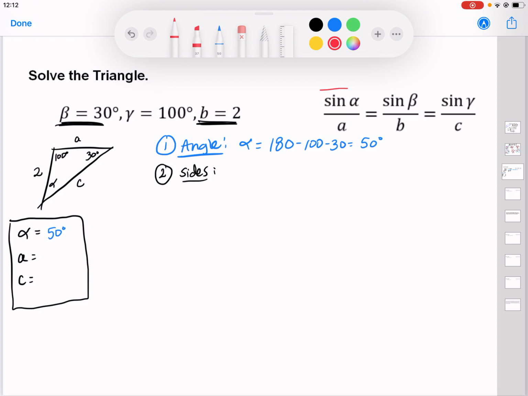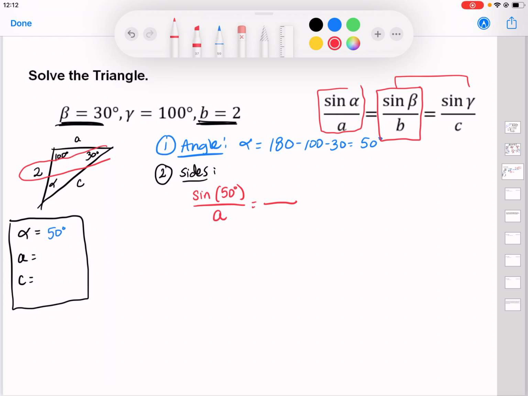So in order to find that side A, I've got to use this right here. So I've got sine of alpha, so 50 degrees, over side A. Now you don't use all three of these. The next one I use is the one that has both the angle and its corresponding side. So we already said that was B, because these ones right here are corresponding. So I'll do sine of 30 over 2, because they're always across from each other. And then you cross multiply. So if you cross multiply, you get A sine of 30 degrees equals 2 sine of 50 degrees.